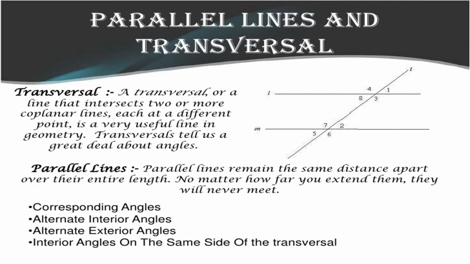Now in this figure you see L and M are two parallel lines and T is the transversal which makes many angles. As you see here, there are the numbers 1, 2, 3, 4, 5, 6, 7 and 8. These indicate angles, and these angles are corresponding angles, alternate interior angles, alternate exterior angles, and interior angles on the same side of the transversal.